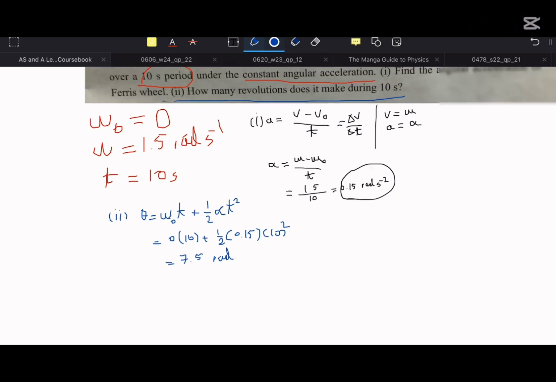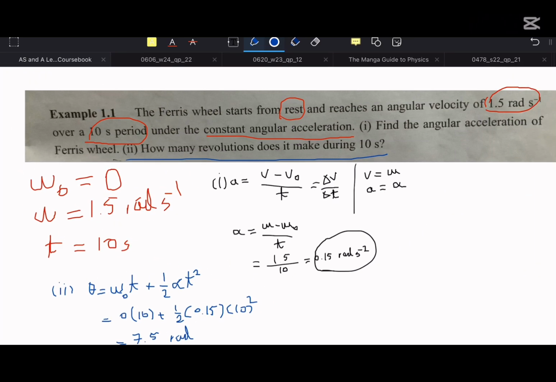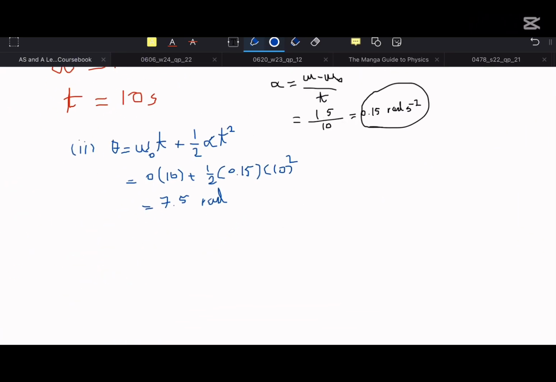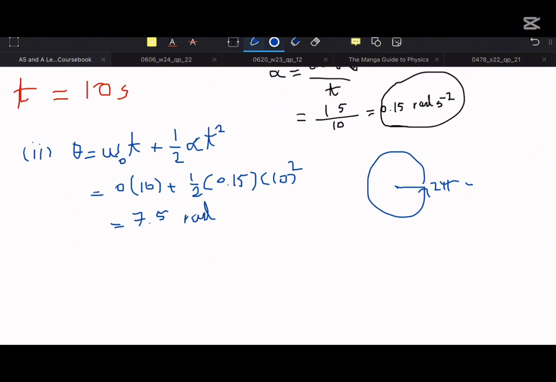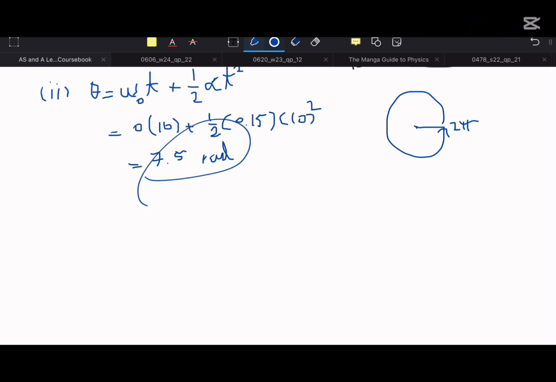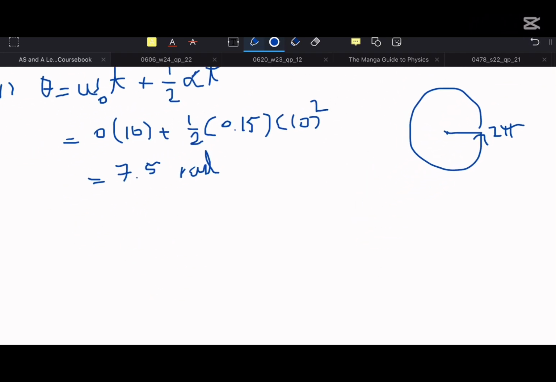Okay, so the full revolution of the circle, it's going around in circles, right? The full revolution of the circle in radian is 2 pi. 2 pi is about 6 point something. So what I just need to do is divide this by this, I think. So let's do that.